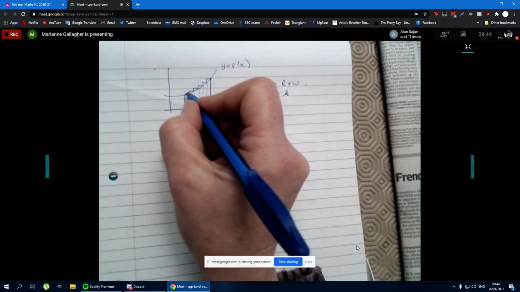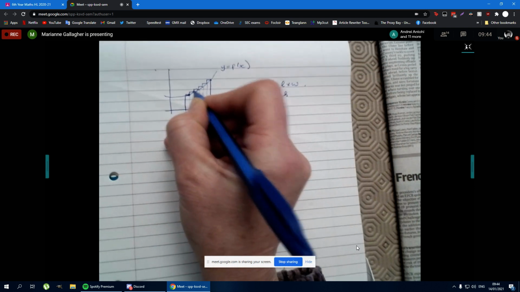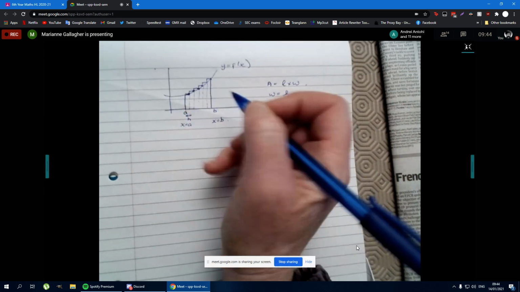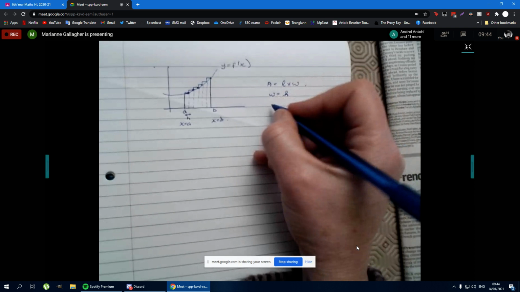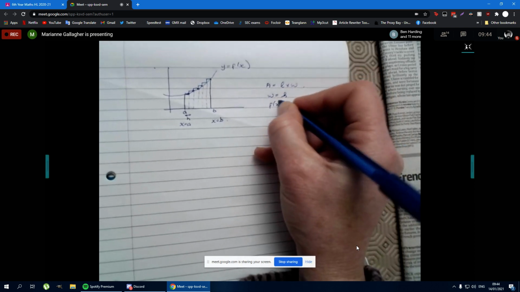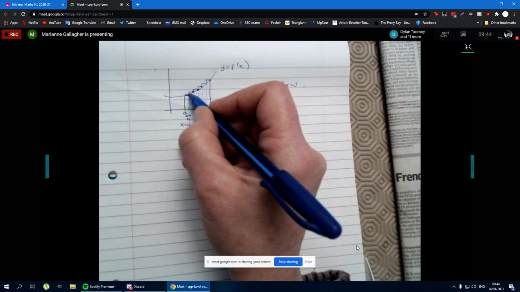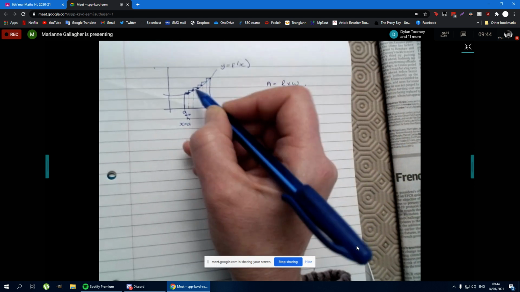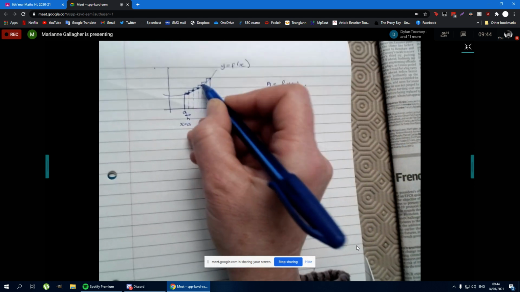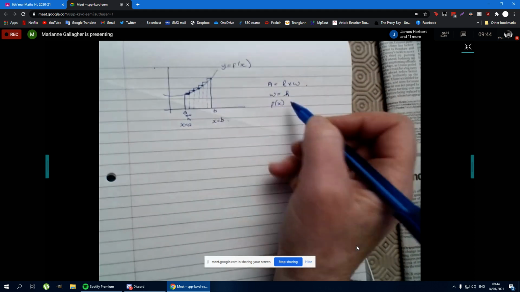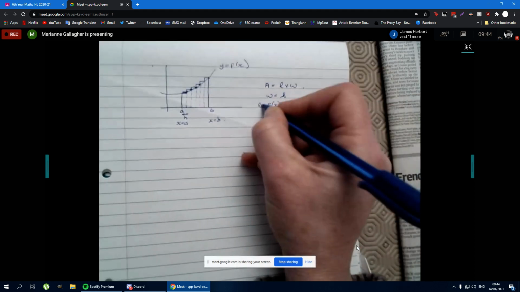Their height is where they're hitting the graph, which at every point is f of x at that point. So if you're at this point here, whatever x is, the height of this rectangle is f of x. So as x changes, f of x is changing. Does that make sense to everybody?